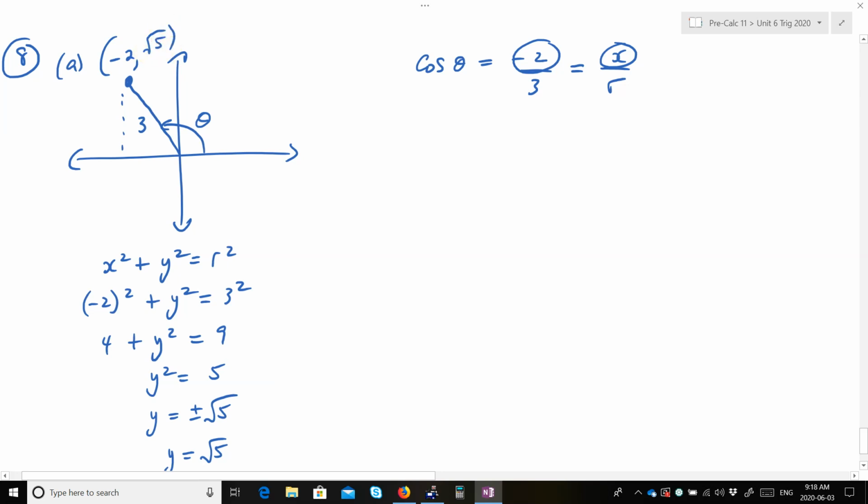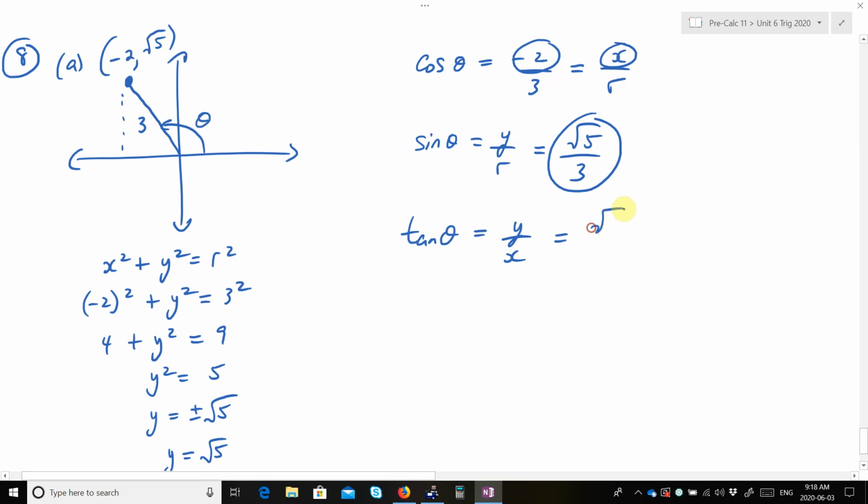And then what does it want? Determine the exact values for the other two primary trig ratios. So they want sine theta, which by definition is y over r, so root 5 over 3, and tan theta, which is y over x, root 5 over negative 2, which we would write with the negative above, right? Like so.